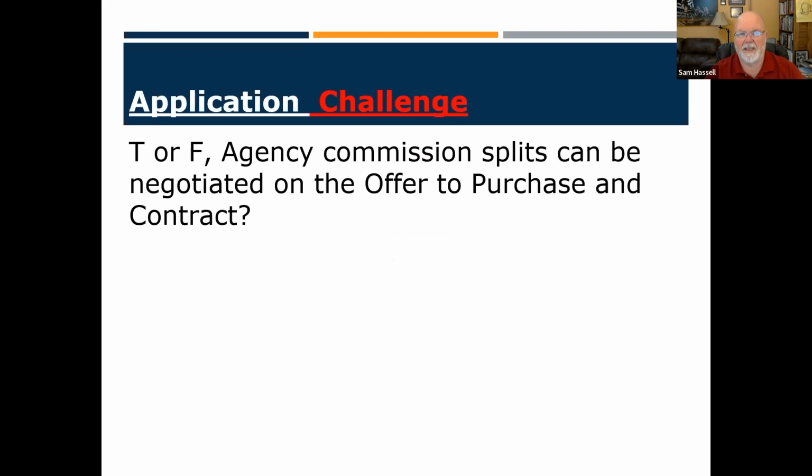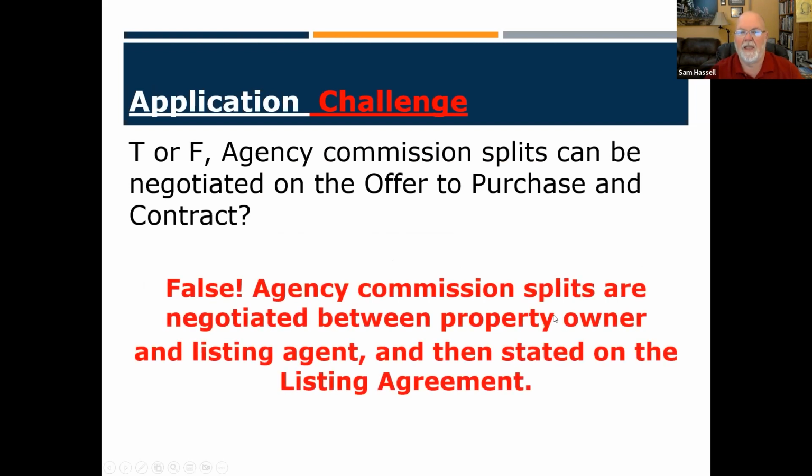True or false? Agency commission splits can be negotiated on the offer to purchase and contract. No, false. Agency commission splits are negotiated, and they are in the listing agreements and the buyer's agency agreements. They are not in that contract. They're not in the offer to purchase. There's nothing about the broker in the offer to purchase. Our commissions are set up in our listing agreements and our buyer's agency agreements.